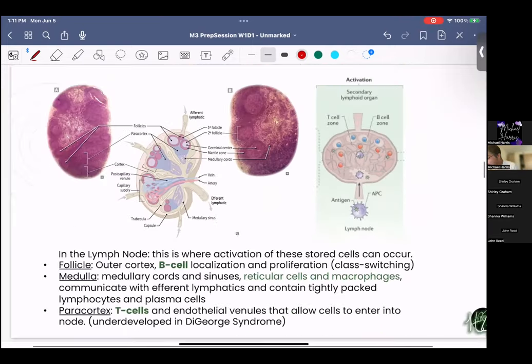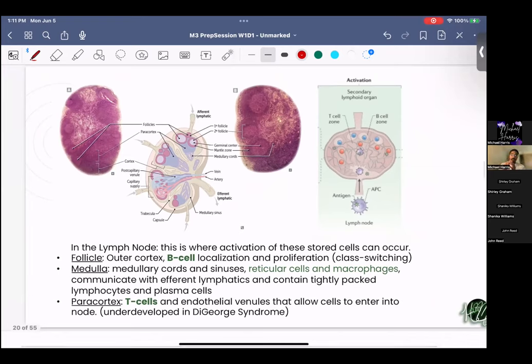Perfect. Now, here's the lymph node. So now you became mature. You've learned what you needed to learn. Now you need to go to the hospitals and actually do your rotations. Okay? So now they're sitting in these hospitals that are lymph nodes. Okay? How do they get to these lymph nodes?